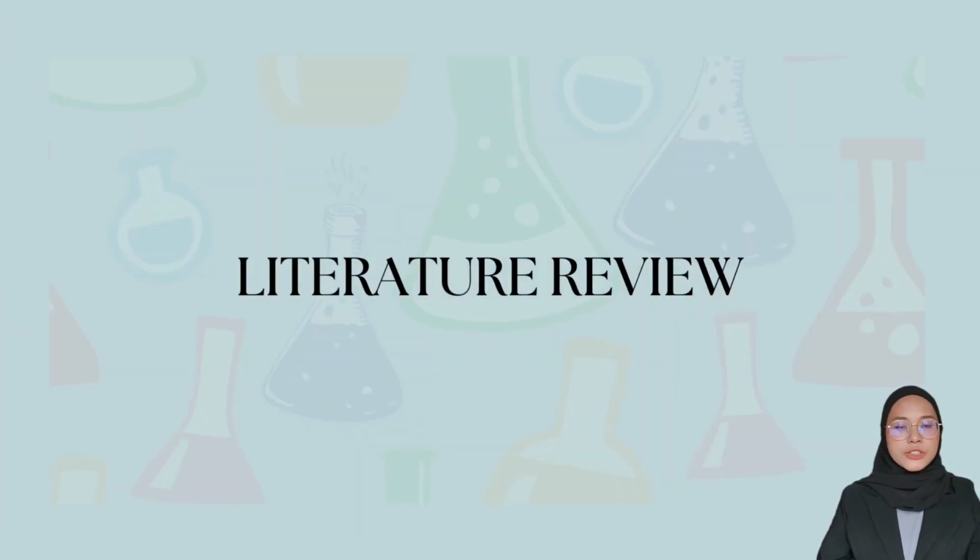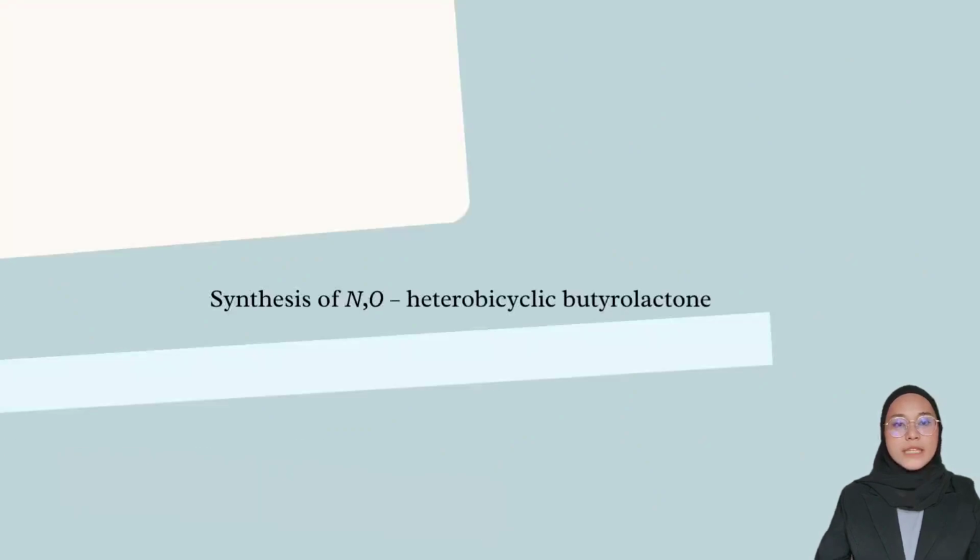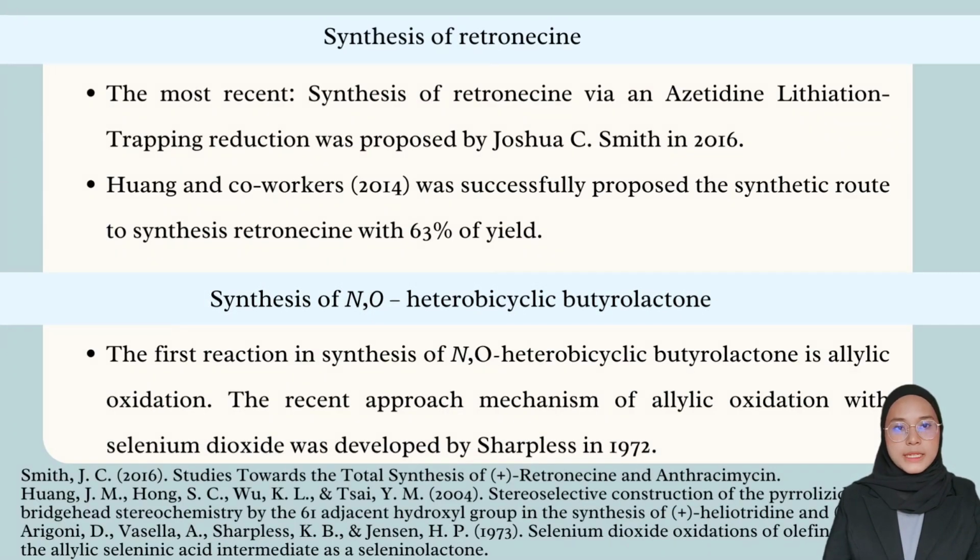Moving on to the literature review. There are several studies of retronecine intermediate, and the most recent one was proposed by Joshua Chris Smith in 2016. He successfully synthesized retronecine with only 8 steps, which is shorter compared to the synthetic route developed by Geissman. Another synthetic route that was successfully published was proposed by Huang and co-workers in 2004. They successfully obtained retronecine with a high yield of product, 63%.